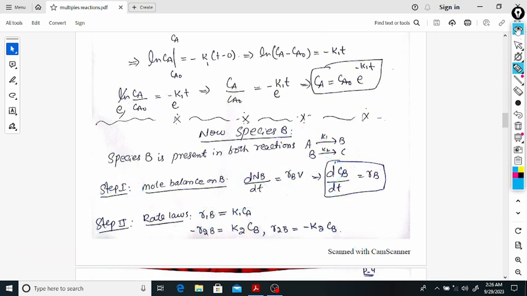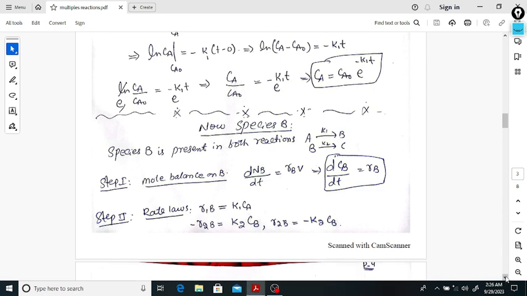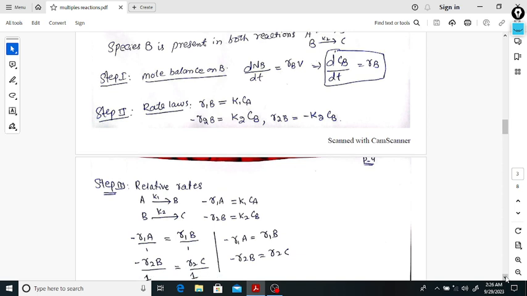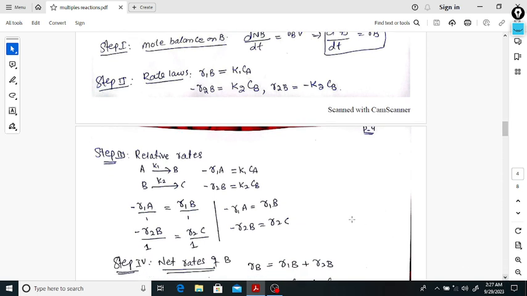Now we will go to the second step, and this is the relative rate which we have already discussed. So this is reaction number 1, this is reaction number 2. The rate of consumption of component A in the first reaction is this one, the rate of consumption of component B in the second reaction is this one.